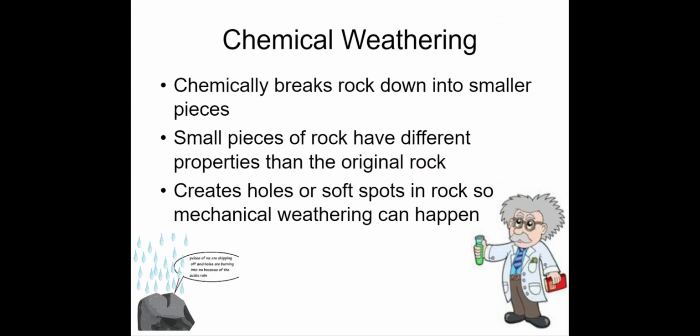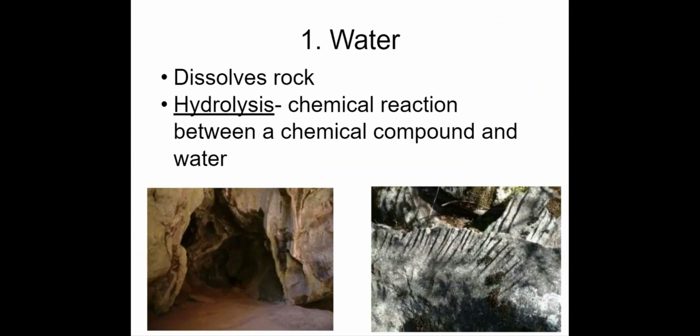We also have chemical weathering, where we're chemically breaking the rock down through chemical changes. The smaller pieces of rock are going to be different than the original rock. This process can create holes or even soft spots in the rock, and then mechanical weathering can take place. The first one we're going to talk about is using water. The water can dissolve the rock. Sometimes we have hydrolysis happening, which is just a chemical reaction where you've got a chemical compound in the rock and the water, and there's a chemical change that happens.